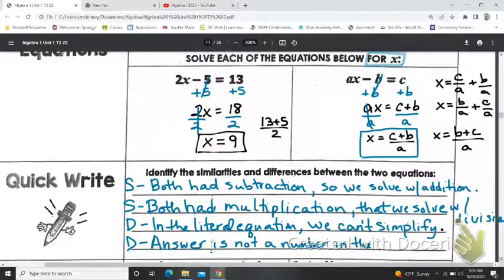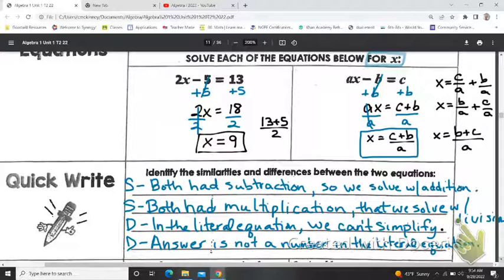In the literal equation, instead, it's an expression. So really, in the literal equation, you can think of it as you're just rearranging the variables.